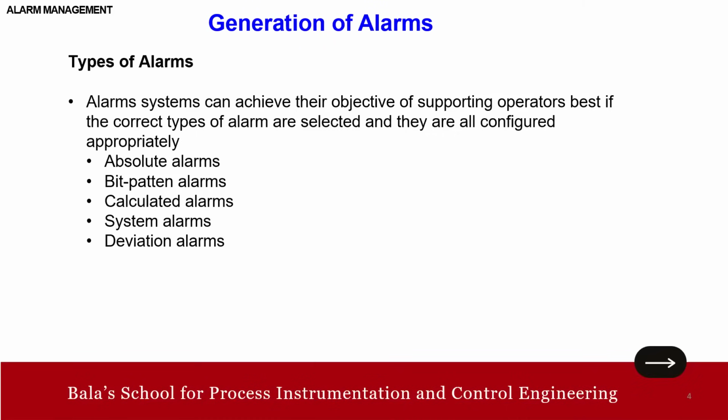To avoid this, we may need to incorporate time windows or time delay, isn't it? Yes. The alarms may also need to take account of whether a control loop is selected to automatic or manual operation. All these we need to take note of, friends. Okay, this is about the deviation alarm.